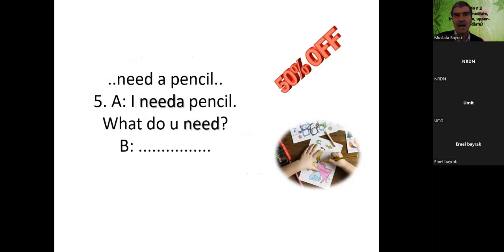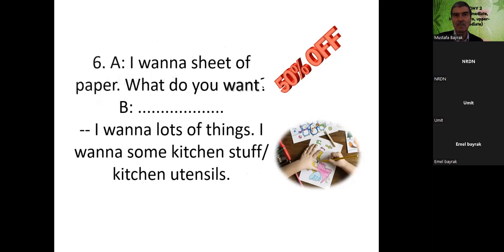I need a pencil. Instead of saying I need a pencil, you can say I needa pencil. What do you need? I need a laptop. I want a sheet of paper. What do you want? I want lots of things. I want some kitchen stuff, some kitchen utensils.